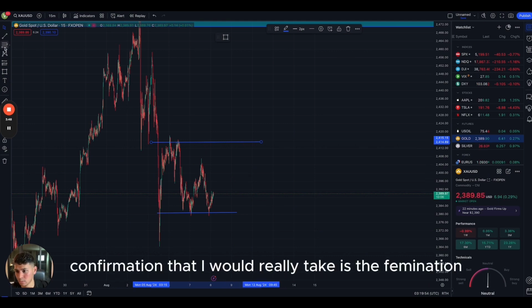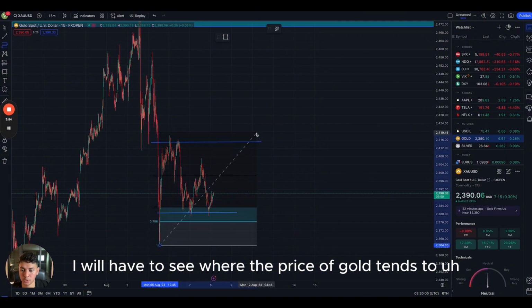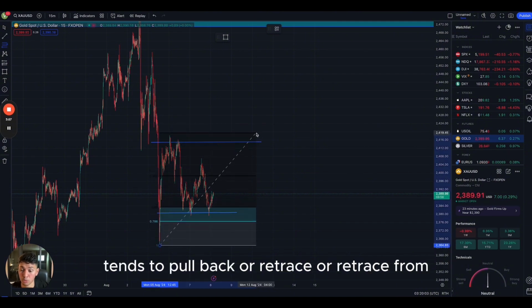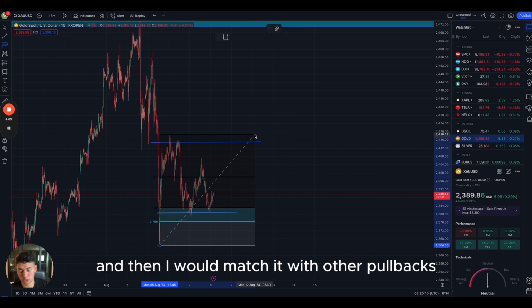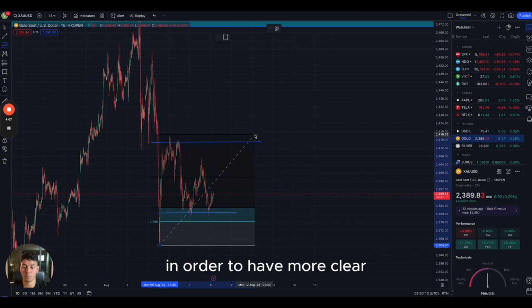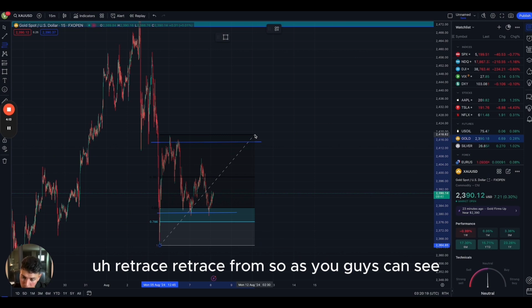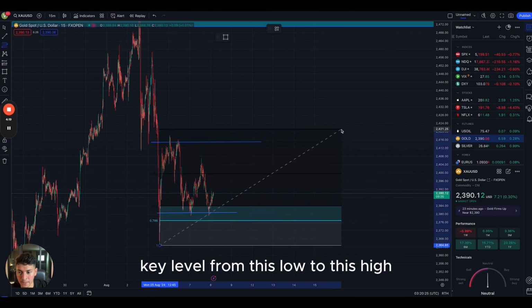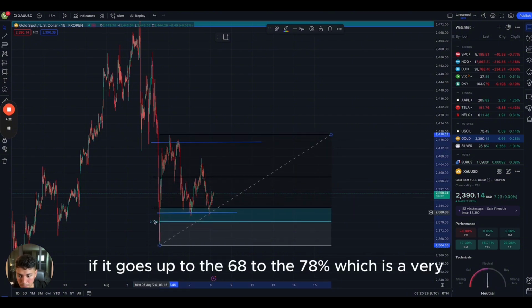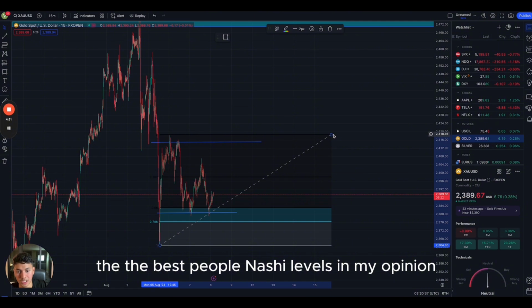Another confirmation that I would really take is the Fibonacci key levels. I would have to see where the price of gold tends to pull back or retrace from, and then I would take that percentage of the Fibonacci and match it with other pullbacks in order to have a clearer understanding of where the price tends to retrace from. As you guys can see, I would draw my Fibonacci key levels from this low to this high, and I would have it right here. If it goes up to the 68 to the 78%, which is a very, very clear sign that the price is doing a full retracement to the Fibonacci, the best Fibonacci key levels in my opinion.